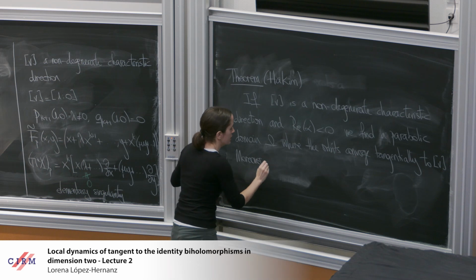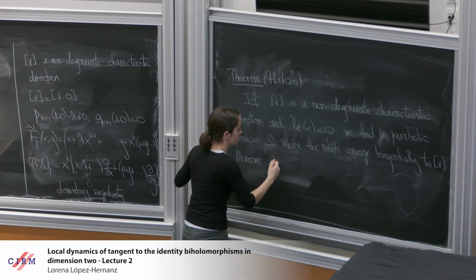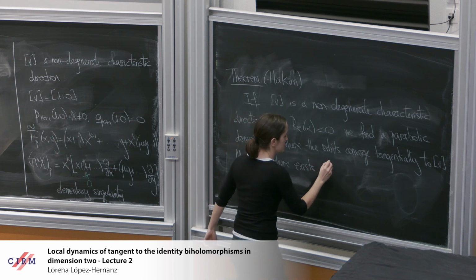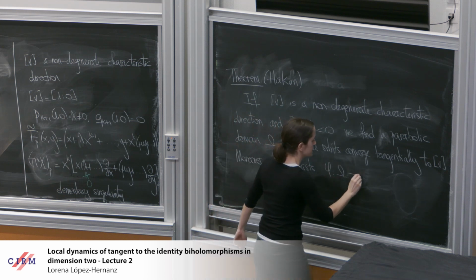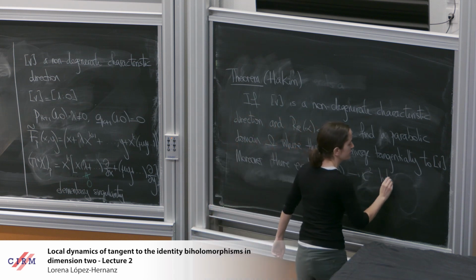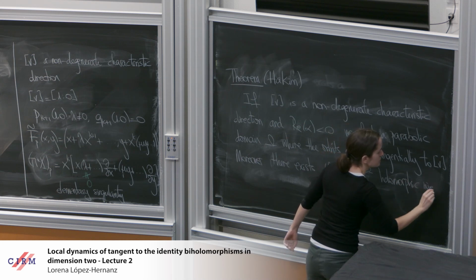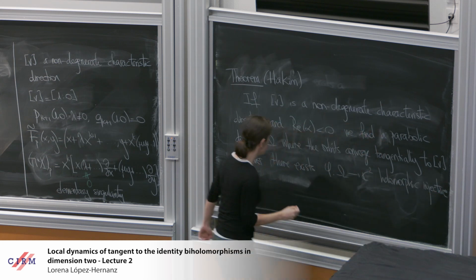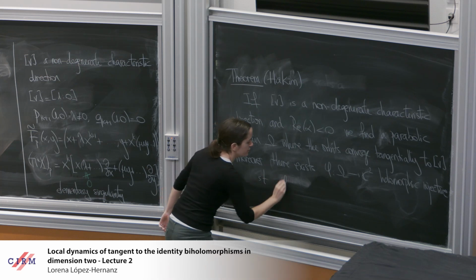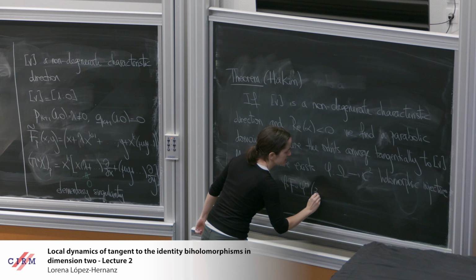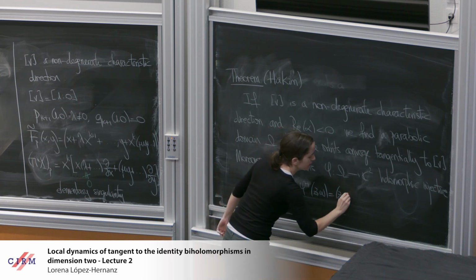Moreover, we find there exists this phi from Omega to C^2, holomorphic injective, such that phi f phi^-1 of (z, w) equals (z + 1, w).